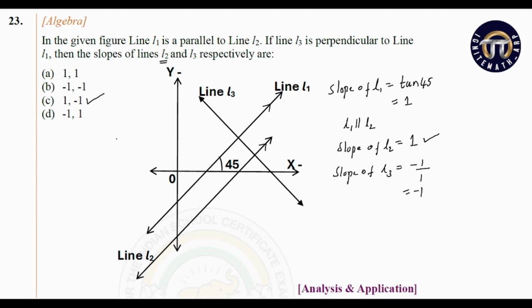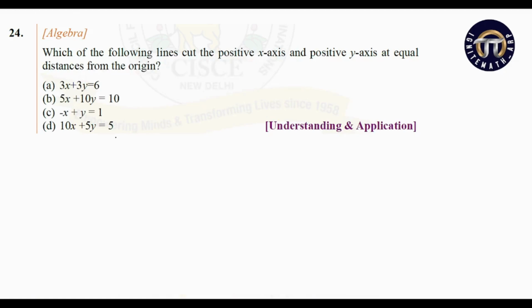Clear, children? So now let's move to the next question, that is question number 24. Which of the following lines cut the positive x-axis and positive y-axis at equal distances from the origin? So if the lines are cutting at equal distances from the origin, on the positive x-axis and positive y-axis, this is nothing but the origin. If they are telling that these two are equal to each other, and you know that the coordinate axes are perpendicular to each other, so if I name it as AOB, it becomes an isosceles triangle, that's why this becomes 45 degrees.